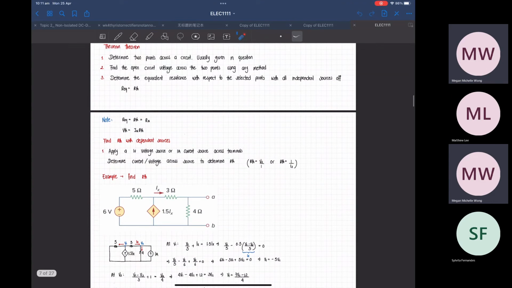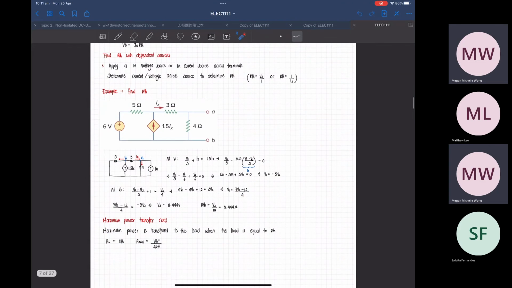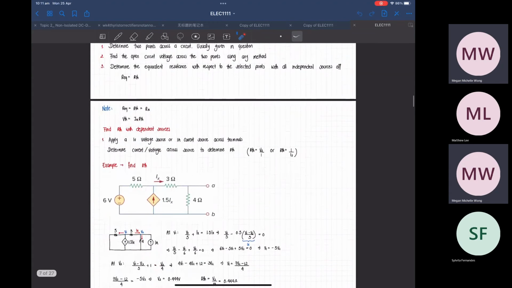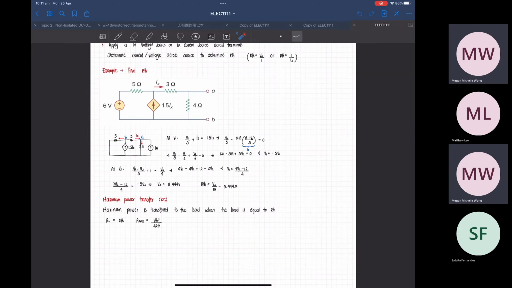So you can solve it with mesh analysis, nodal analysis, or you can solve it with superposition or source transformation. So that's anything that you can do to find your R Thevenin. This is one example where you have to find your R Thevenin with a dependent source. In here, I added a 1 amp source, and then you can see it working out. Don't trust too much on the actual numbers, just focus on the working out, because I might have typed the wrong number into a calculator. You can cross check.